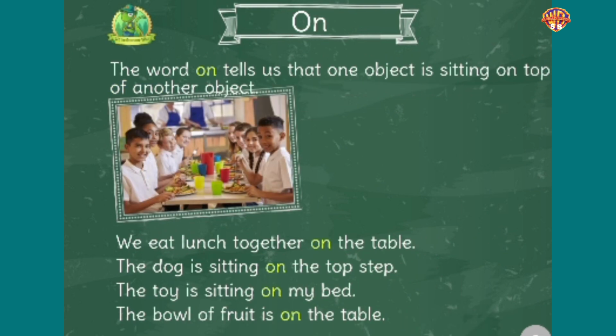On. The word on tells us that one object is sitting on top of another object. We eat lunch together on the table. The dog is sitting on the top step. The toy is sitting on my bed. The bowl of fruit is on the table.